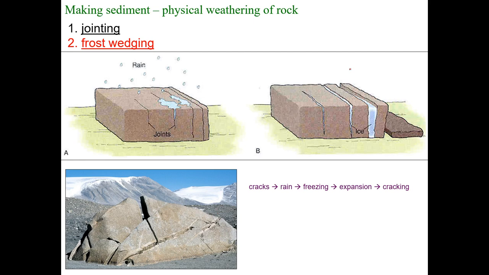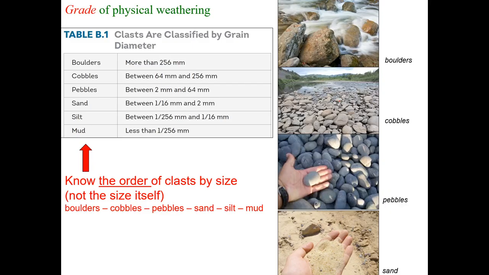So other examples, frost wedging: water gets into the cracks of rocks, expands when it freezes and breaks the rock apart. So there's a lot of different processes, and again, we're going to learn a bit more about that next time.